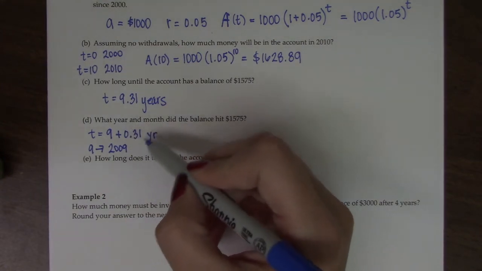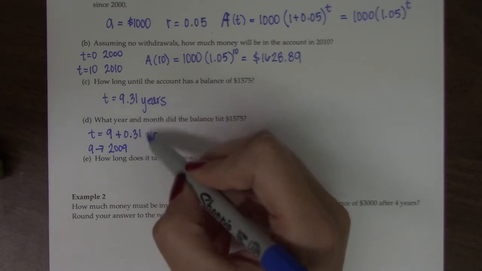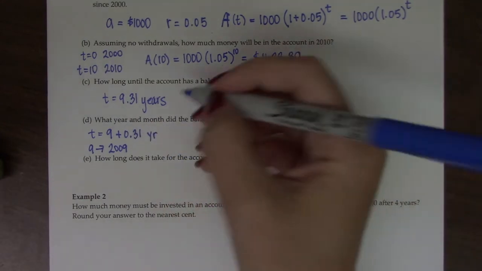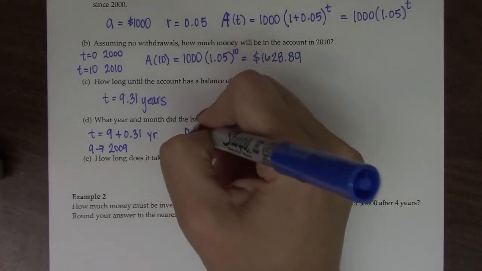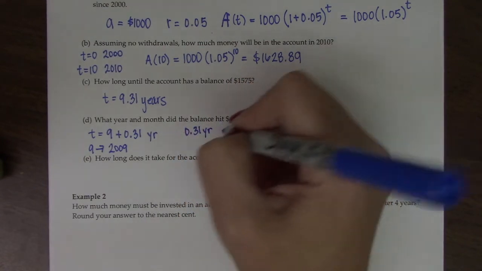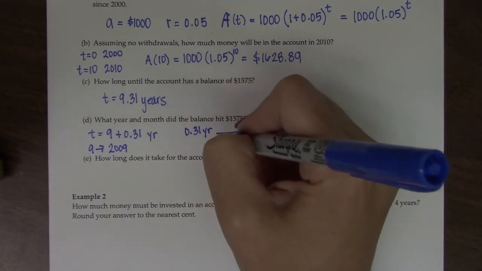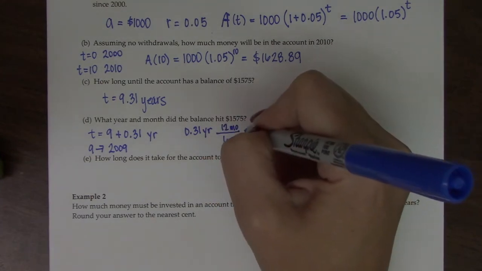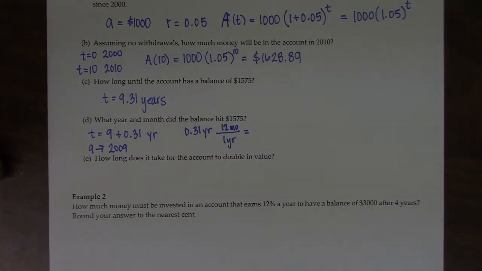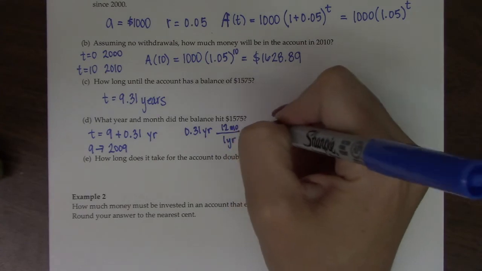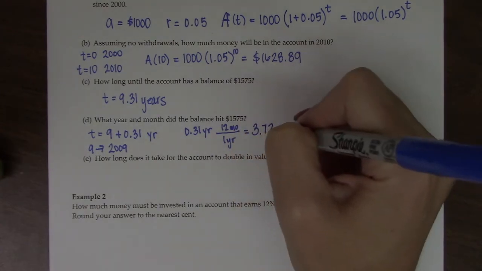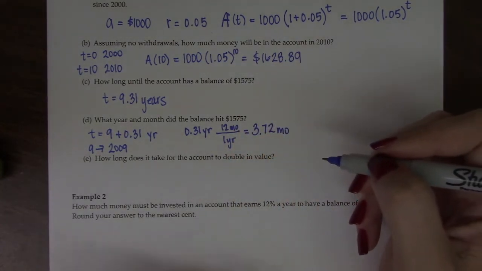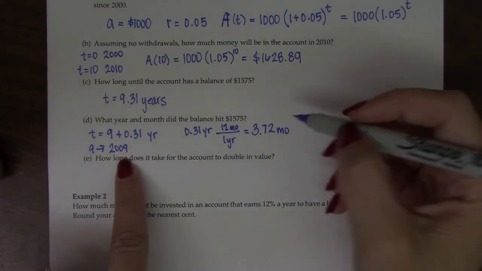So now we need to figure out how do we convert 0.31 of a year into months. So there are 0.31 years. And we know that in 1 year, there are 12 months. So 0.31 times 12 months gives me 3.72 months. So this is January, right?